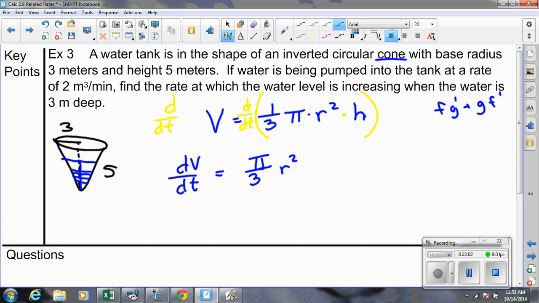First times the derivative of the second. So what's the derivative of h? It would be 1, but because it's a function, we've got to apply the chain rule. That will be dh dt. So I actually want to write this step out further, because I think seeing it, that would be the derivative of h. That would be our g prime. Then we'll say plus the second times the derivative of the first.